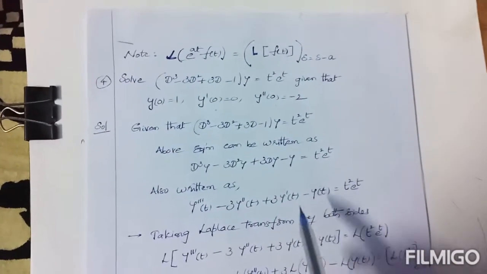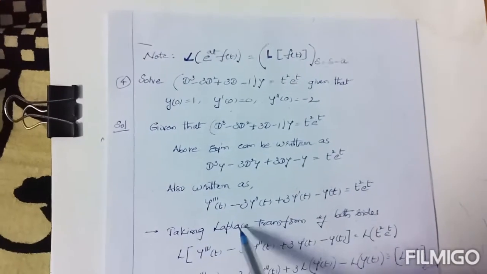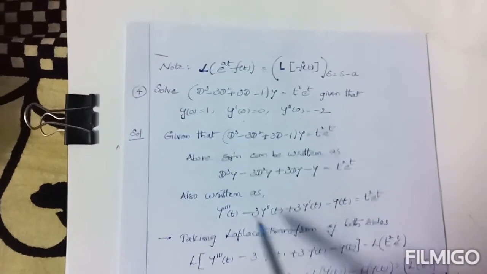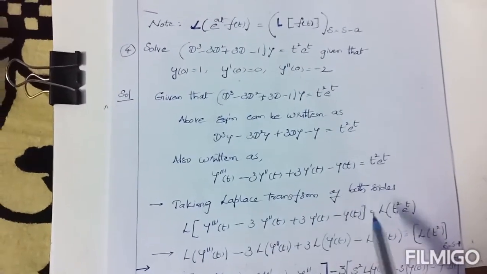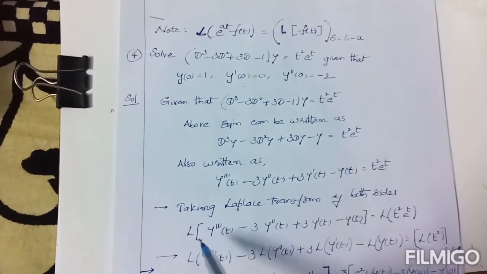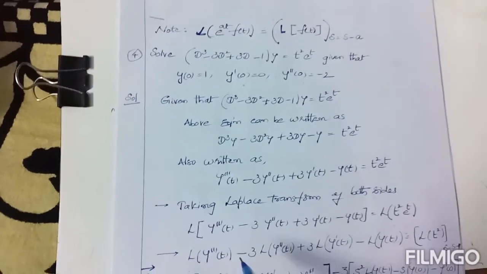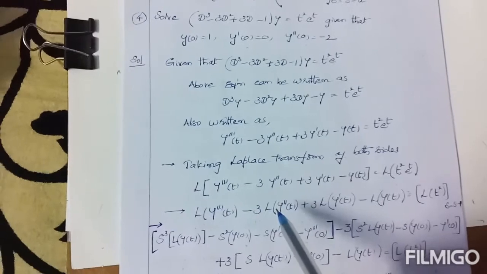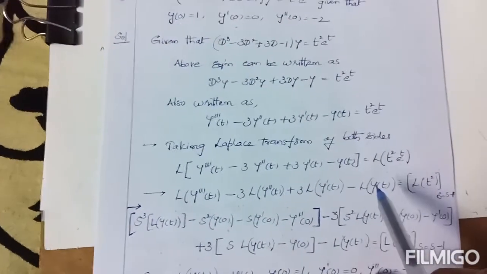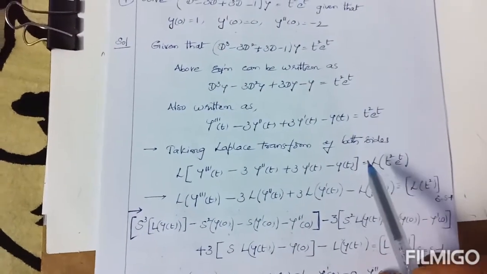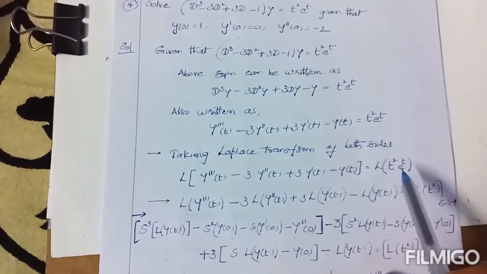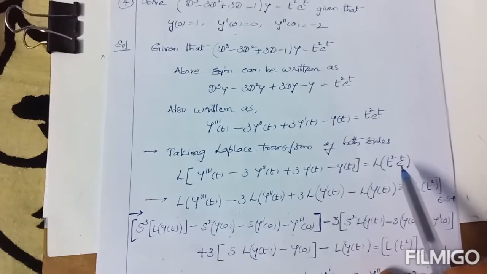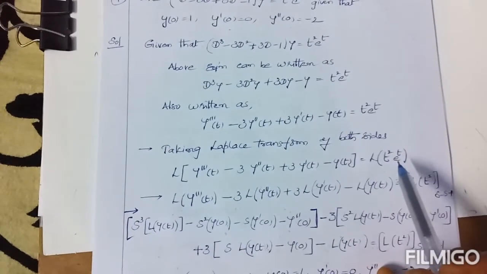Now according to the working rule, take the Laplace transform of both sides. Apply the Laplace transform operator on both sides of the above equation. L of left side, L of right side. L enters into the bracket: L of first term, L of second term, L of third term, L of fourth term. That equals, here also, L of a product of two functions defined in terms of t.